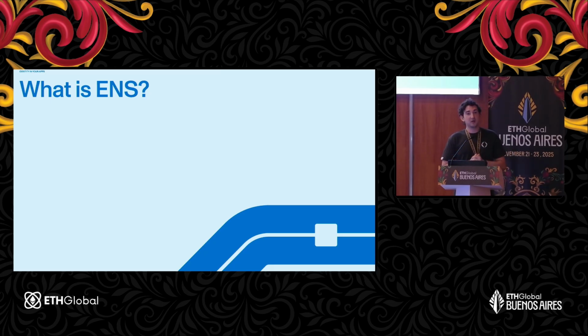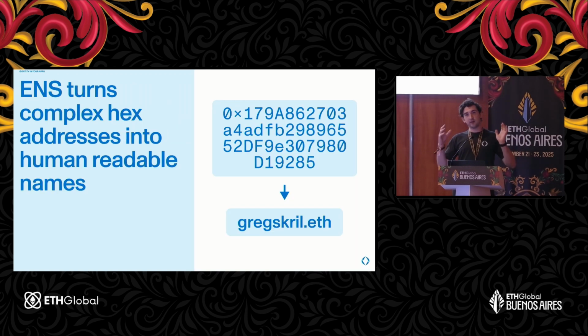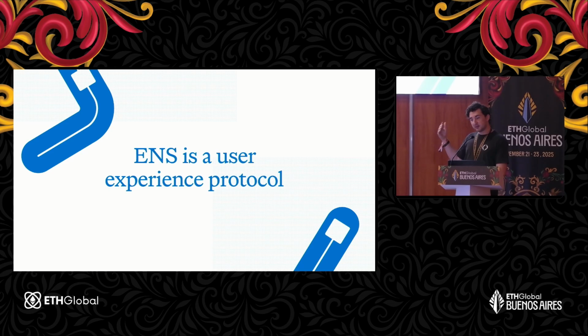Great. Okay, so first let's start with what is ENS? ENS, or the Ethereum Name Service, is a decentralized permissionless naming protocol that lives on Ethereum and scales to the entire internet. At the most basic level, we turn complex hex addresses into human readable names. So instead of typing 0x179A8, all these random numbers and letters into your wallet, you just type gregskril.eth. Very simple. And this makes ENS a user experience protocol. We exist to make crypto apps, Ethereum and beyond, just easier to use.